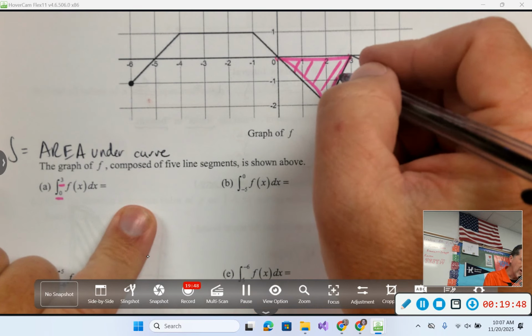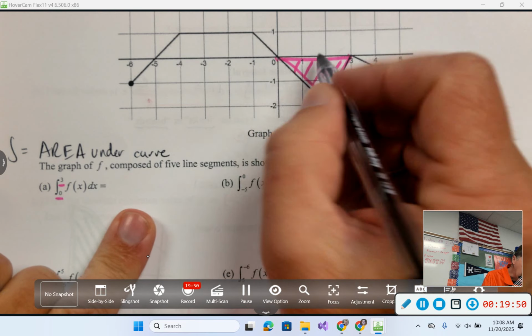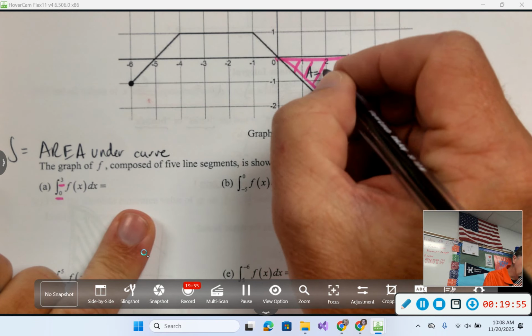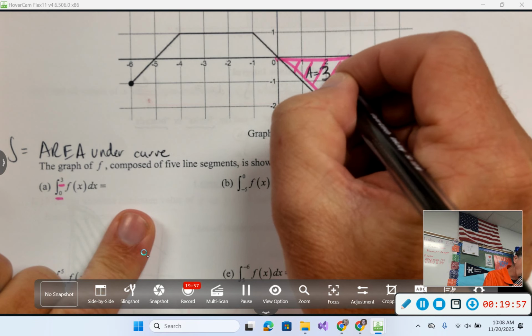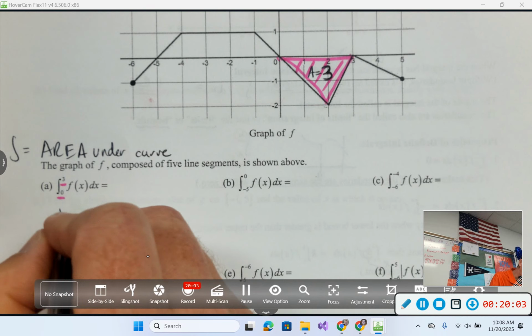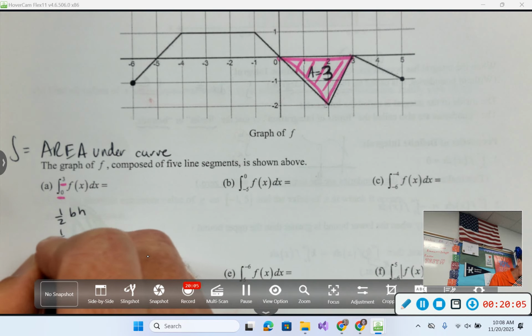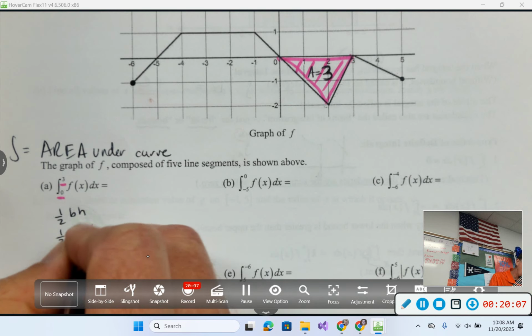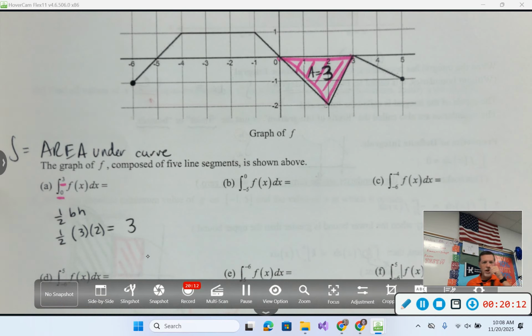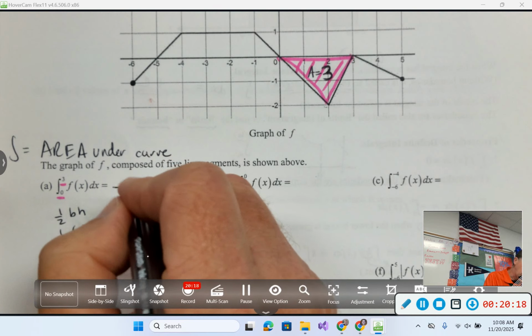So this area, let's see, it's the area of a triangle. 3 times 2 divided by 2 is 3. So let's be careful. That area is 3. Show my work here. 1/2 base times height. Base is 3, height is 2. So the area is 3. But the integral, because it's under the graph, is negative.